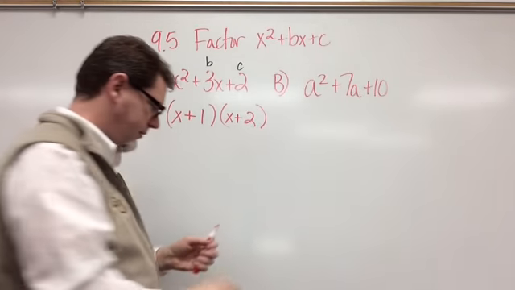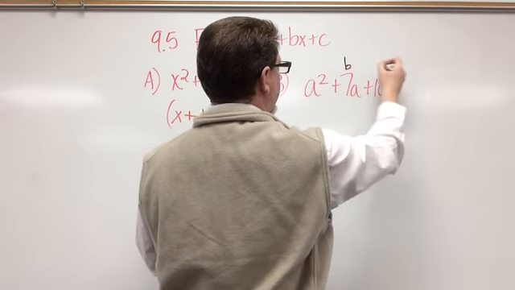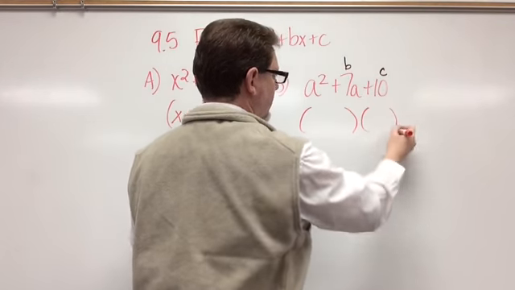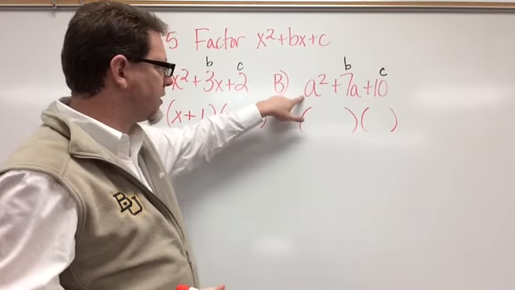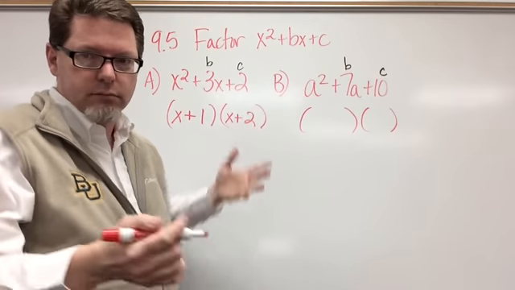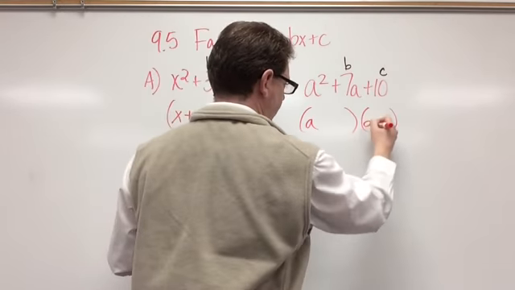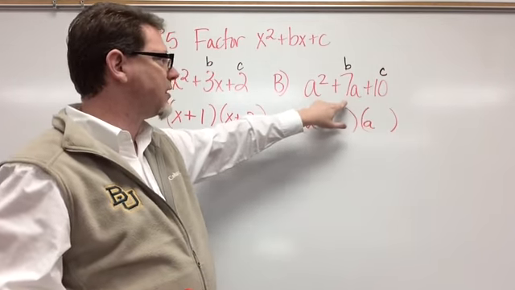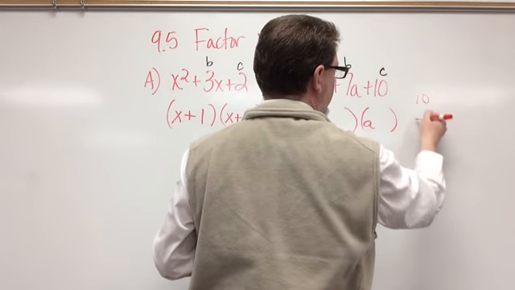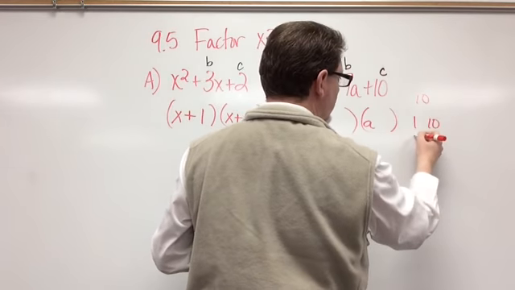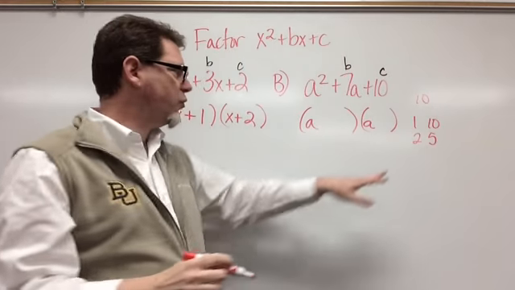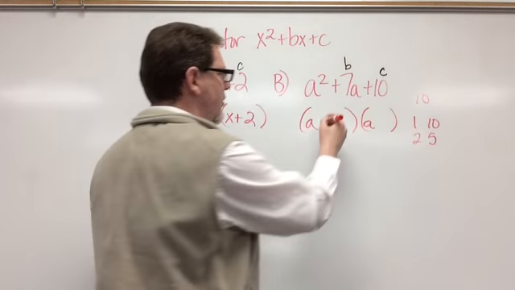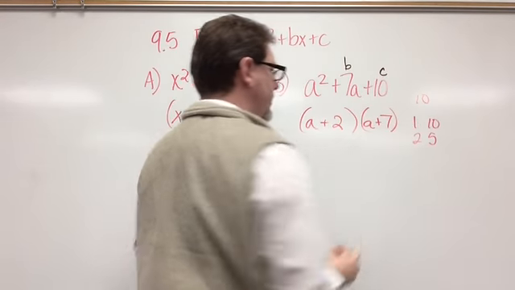So let's move over to the second one. We know that 7 is b and 10 is c. So I'm coming up with two binomial factors. So the first is what times what equals a squared. Your only option is a times a. So now I've got to come up with two factors of 10 that add up to 7. Well, with 10, I can do 1 and 10 or 2 and 5. So which of those add up to 7? Well, it'd actually be 2 and 5.